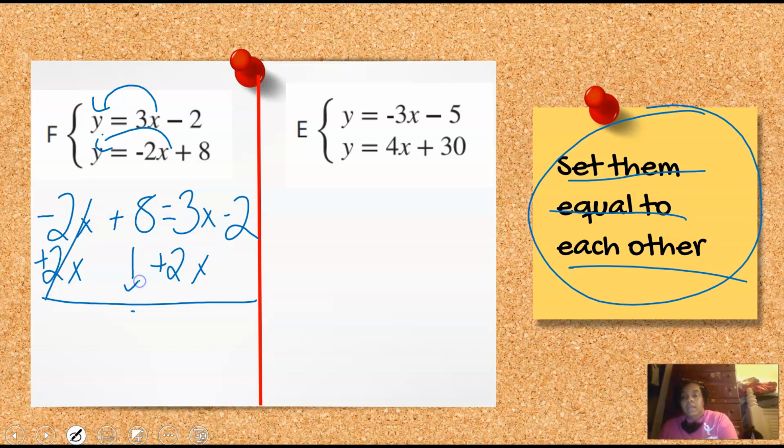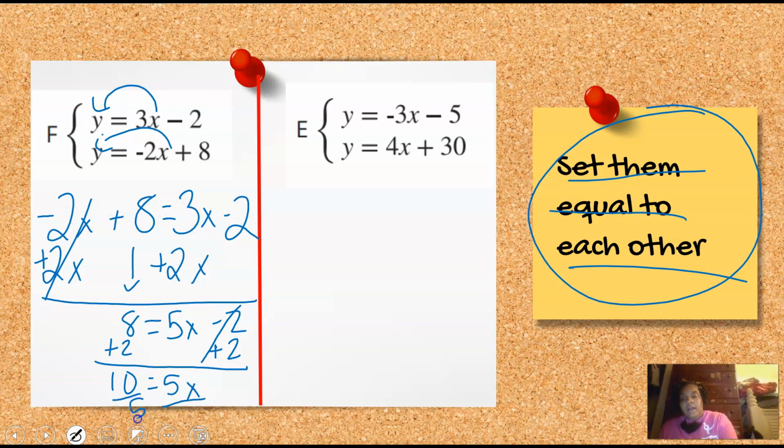So bring down your 8. 8 equals 3x plus 2x is 5x minus 2. Then we'll inverse our constants. Then you have 10 equals 5x. And you divide 5 on each side. And you have x equals 2.